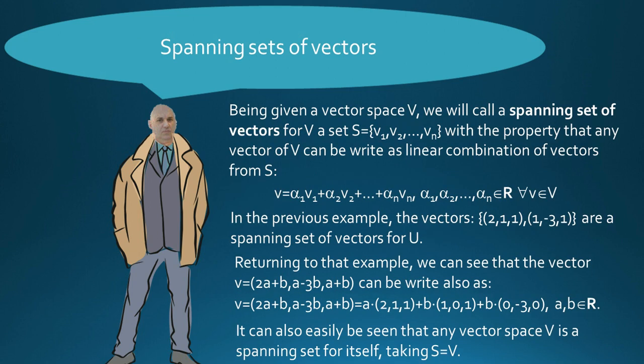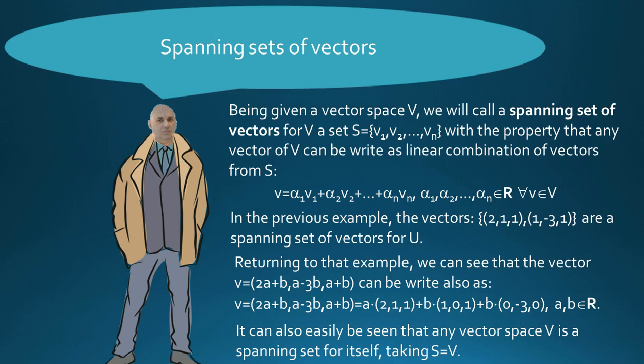Spanning sets of vectors. Being given a vector space V, we will call a spanning set of vectors for V a set S = {v1, v2, ..., vn}, with the property that any vector of V can be written as a linear combination of vectors from S: v = alpha 1 v1 + alpha 2 v2 + ... + alpha n vn, where alpha 1, alpha 2, ..., alpha n belong to R, and for any v in V. In the previous example, the vectors (2, 1, 1) and (1, -3, 1) are a spanning set of vectors for U.